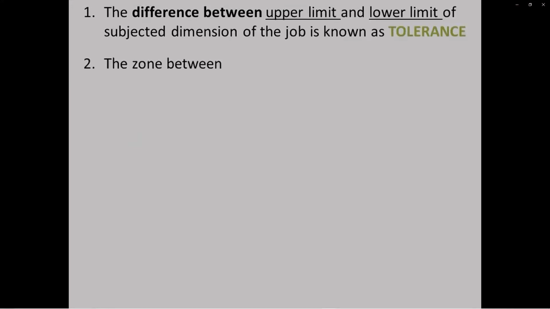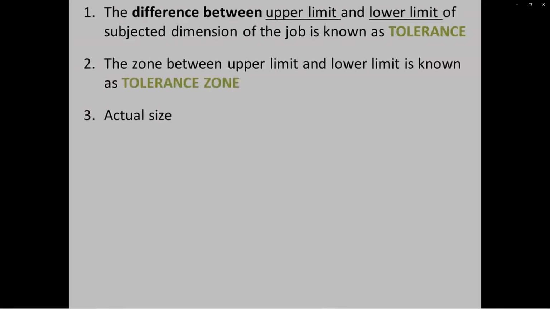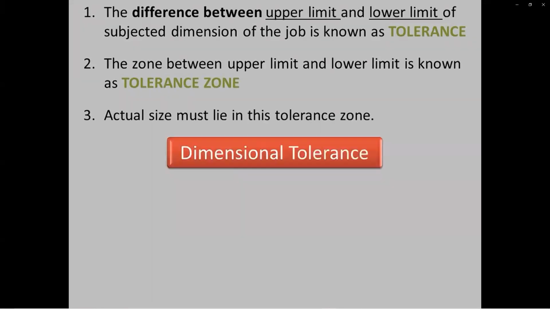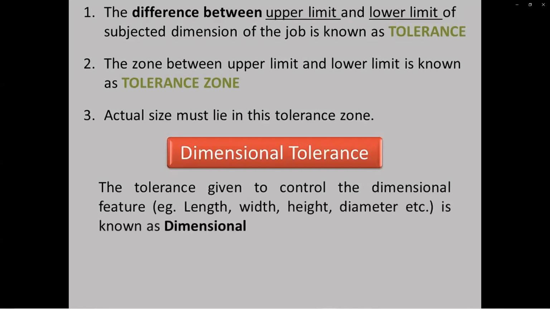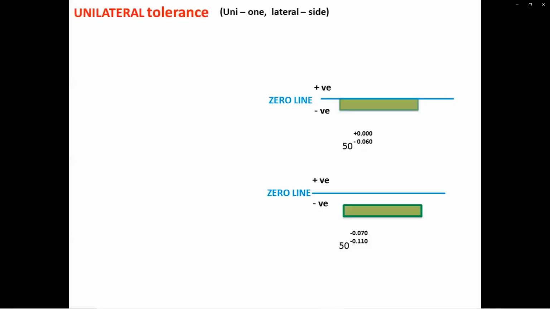The difference between the upper limit and lower limit of a dimension of the job is known as tolerance. The zone between the upper limit and lower limit is known as the tolerance zone. Actual size must lie in this tolerance zone. Dimensional tolerance: the tolerance given to control the dimensional feature is known as dimensional tolerance.